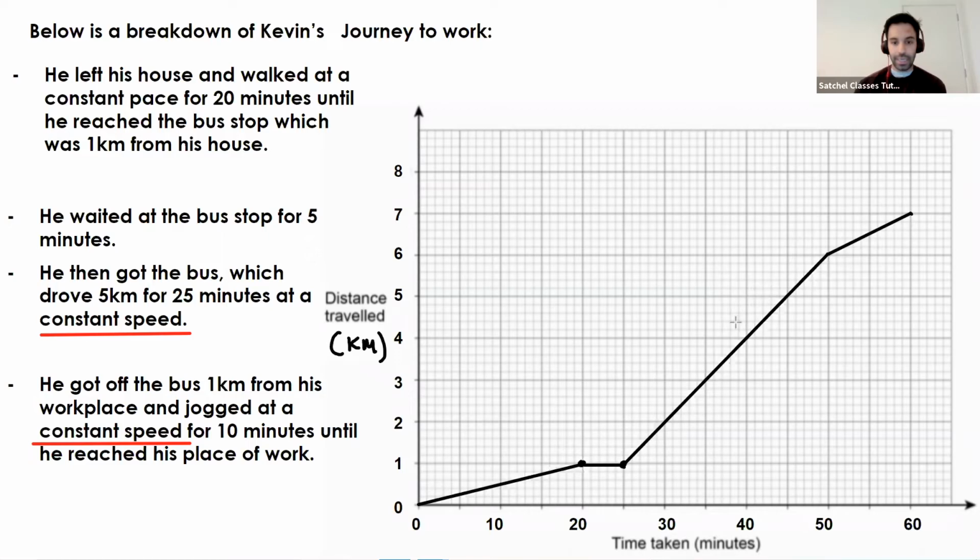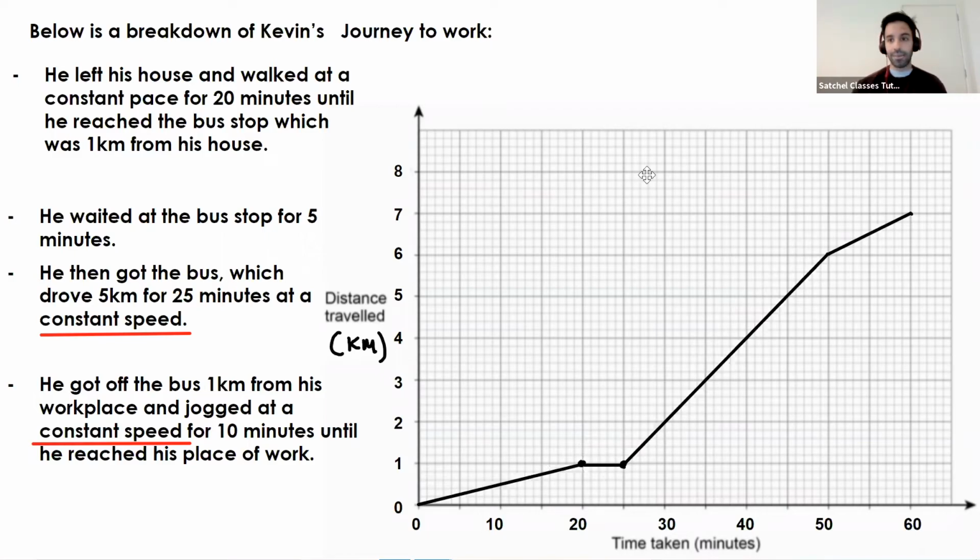So what we can see here is, in total, he has traveled 7 kilometers and his journey took 60 minutes as well. So this is how we can put this information onto a distance time graph. So initially he walked 1 kilometer, then he was stationary at the bus stop, then he traveled another 5 kilometers, and then finally he had 1 more kilometer to do, which he completed in 10 minutes. All right, so let's move on to the next question.